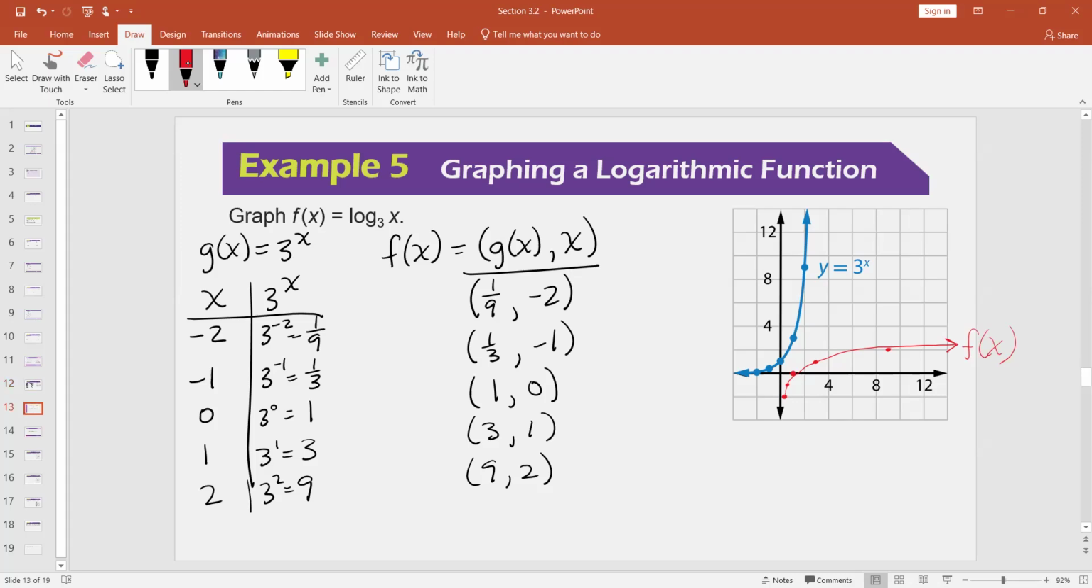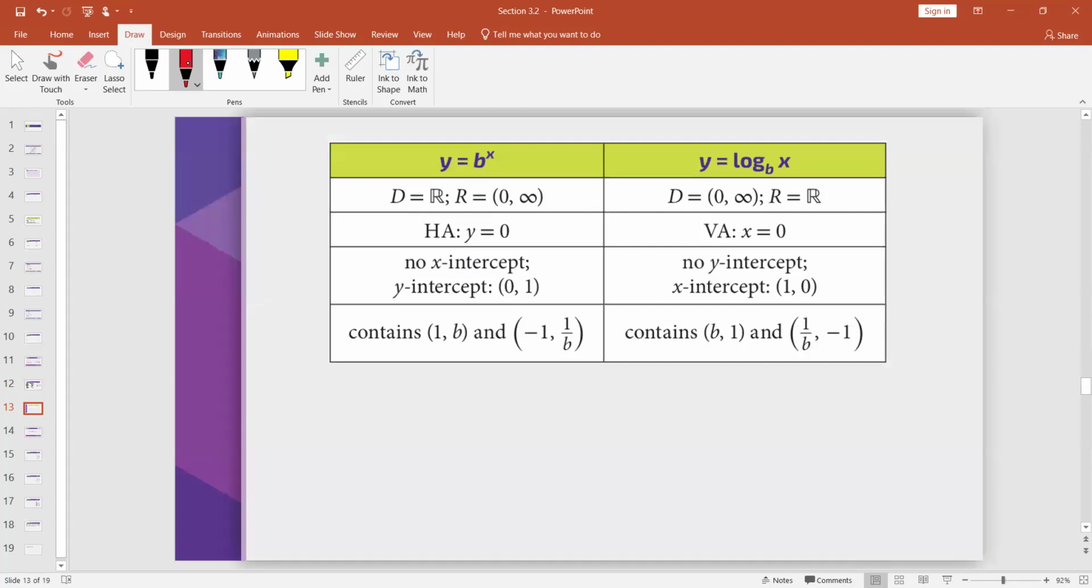All right. And then I went ahead and gave you all a table that was in the book that kind of breaks down the key properties of an exponential and logarithmic function. So as you can see, this is your exponential function, logarithmic.